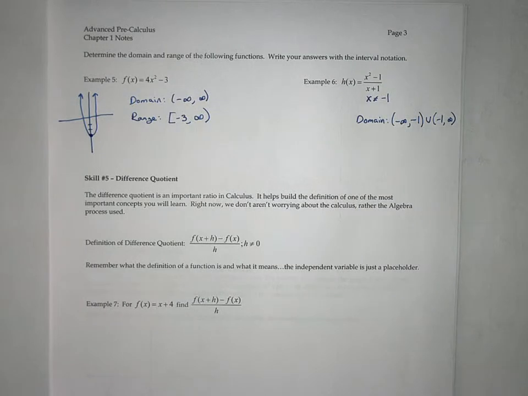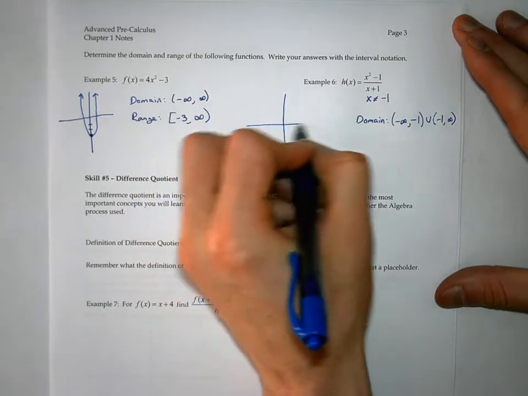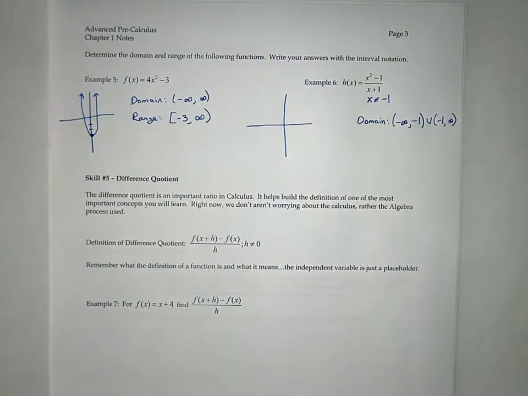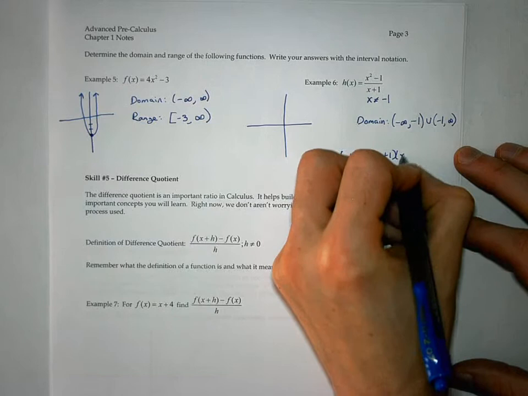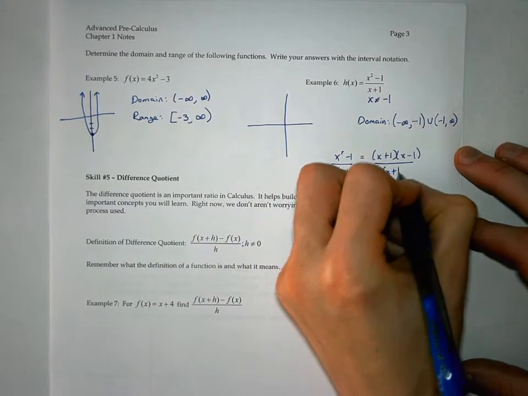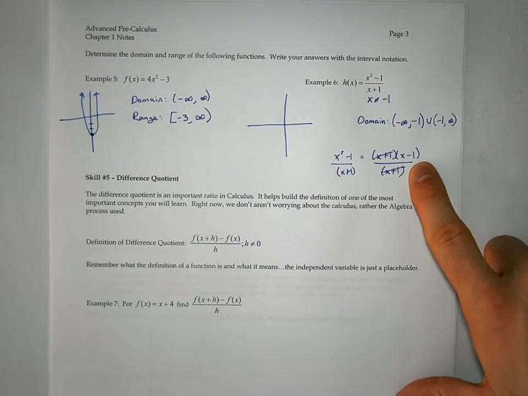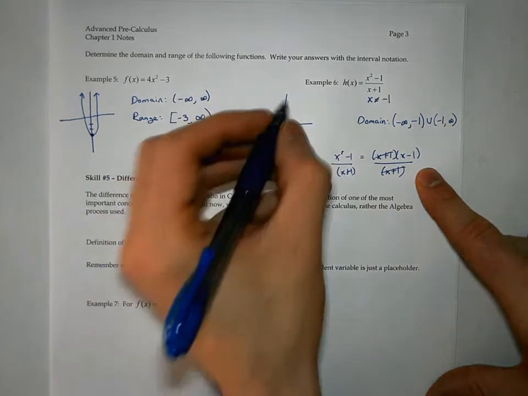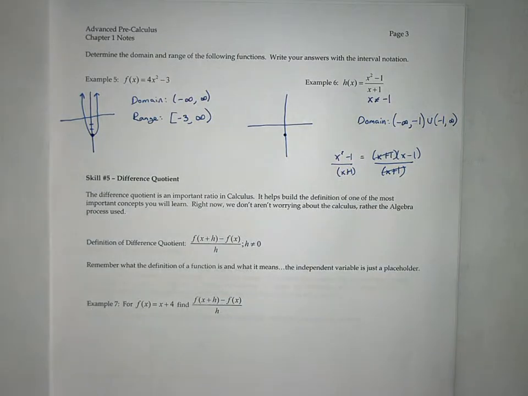The second part then is finding out what the range is going to be. And if I graph this out, you might think this is going to be a parabola because of that x squared, but x squared minus 1, remember, factors down to x plus 1 times x minus 1, and we've got x plus 1 in the denominator. So my x plus 1's cancel out, and I'm really just left with x minus 1.